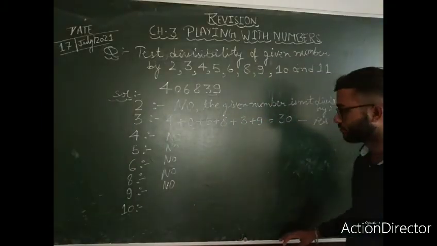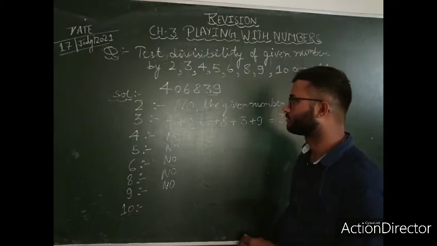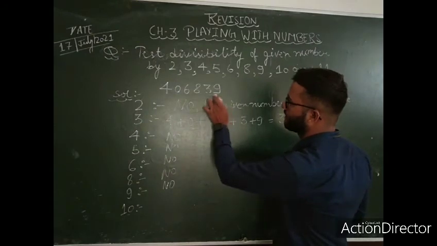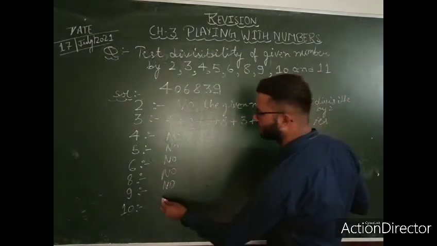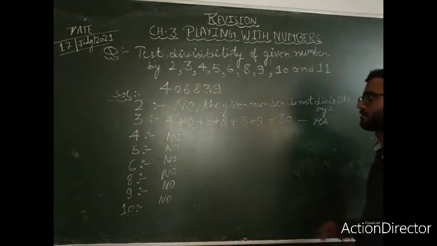Okay, now 10, rule of 10. The rule of 10 says that if the last unit digit is 0, the whole number is divisible by 10. So here 9 is in its unit place. So 9 is not divisible by 10. So we say that no, the given number is not divisible by 10.